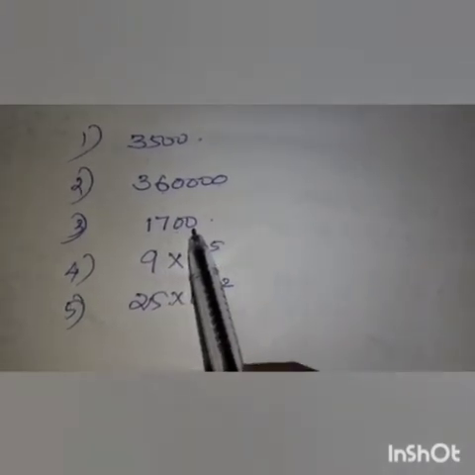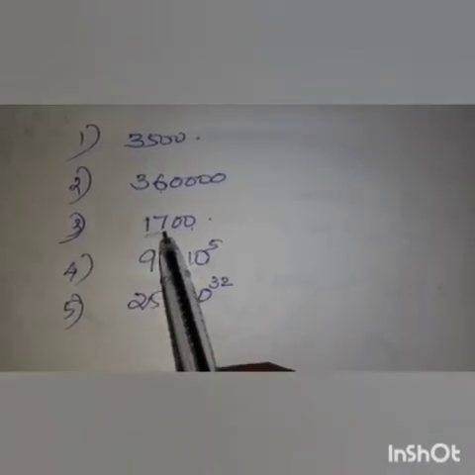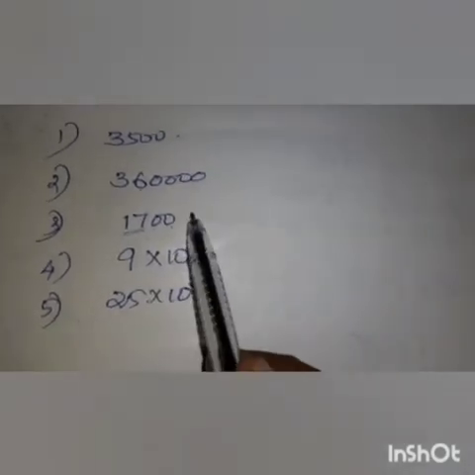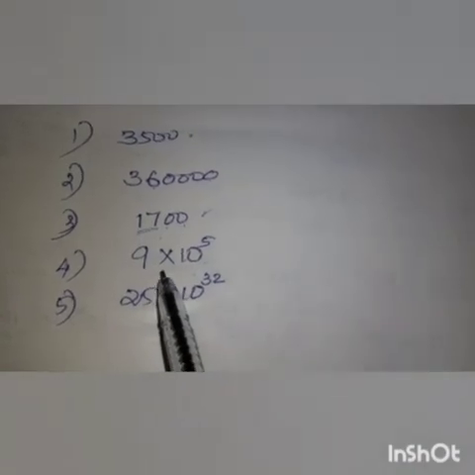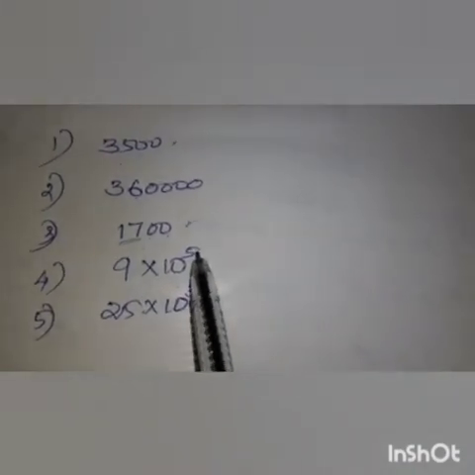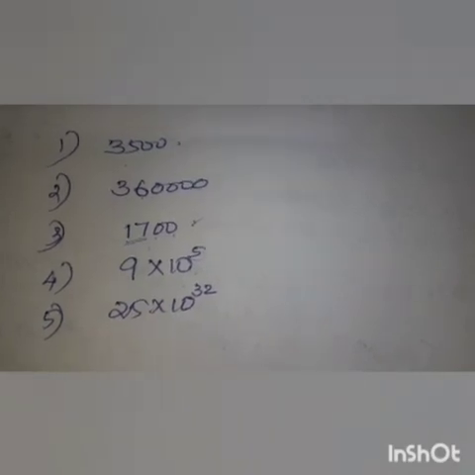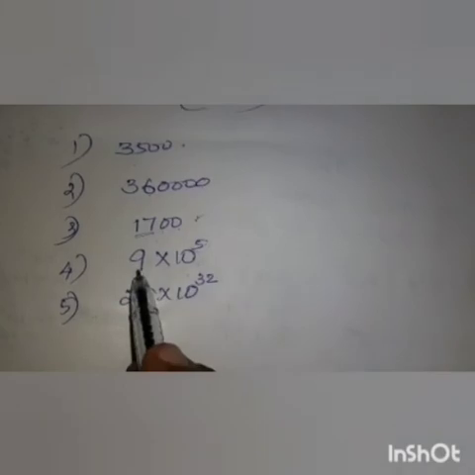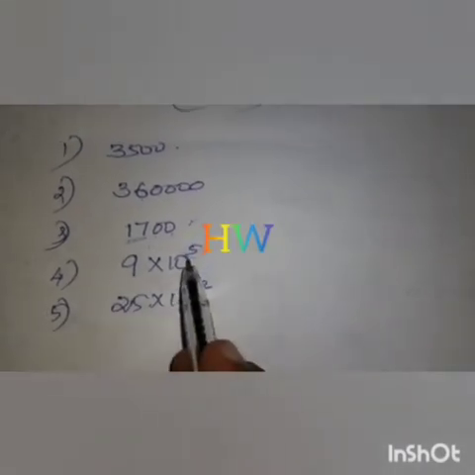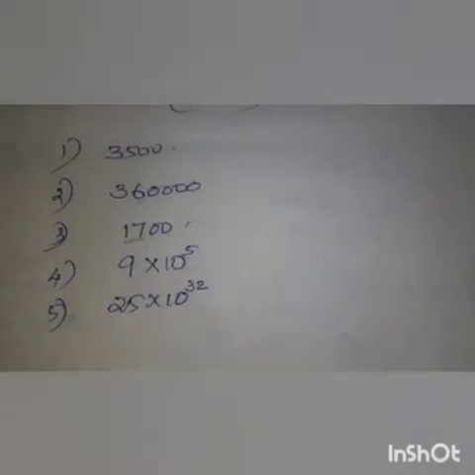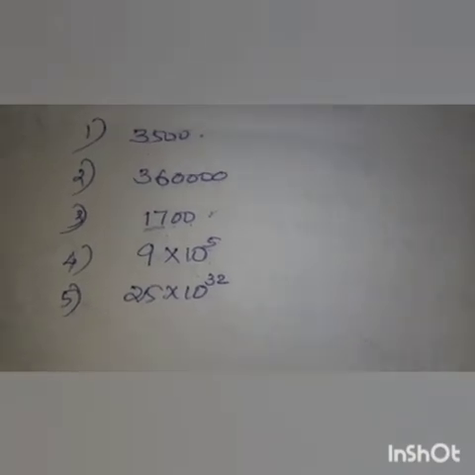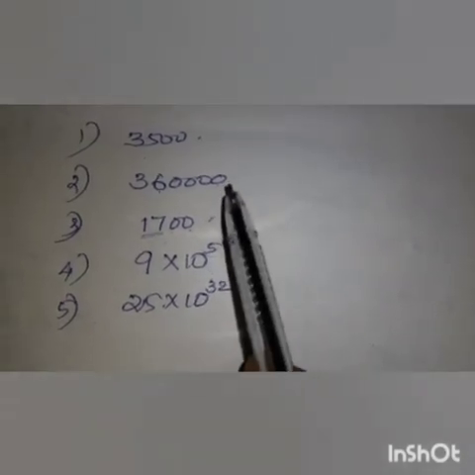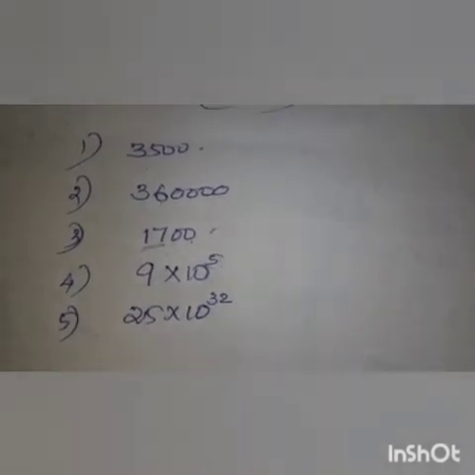Here it is 2 zeros. But what about 17 here? 17 is not a perfect square, so this is not a perfect square. And here, 9 into 10 raised to 5, the power is an odd number, so it is not a perfect square. 3 squared is 9, but the number of zeros is odd, that is why it is not a perfect square. So like this, you write your own numbers and find out whether each is a perfect square or not.